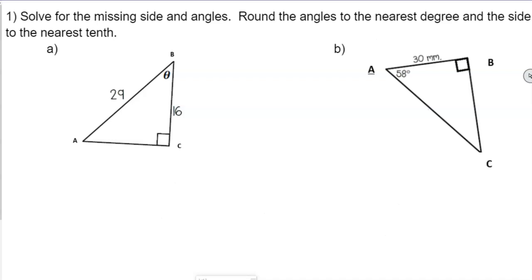So solve for the missing sides and angles. Round the angles to the nearest degree and the sides to the nearest tenth, okay? So you could use Pythagorean's theorem to solve for side AC here, right?